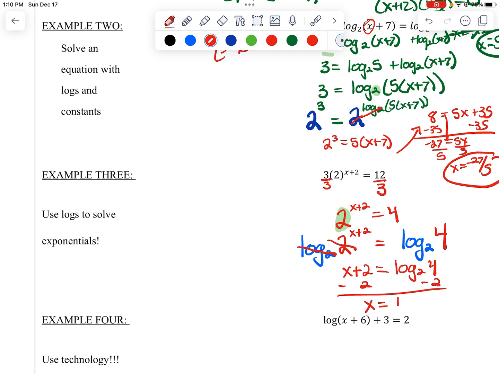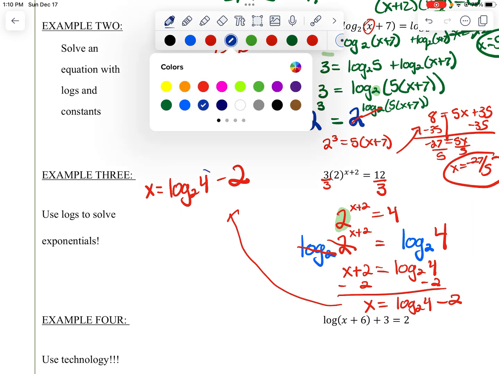So x equals log base 2 of 4 minus 2. But what if I said this was no calculator and this is multiple choice and that's not an answer? So you come up with this and you're saying, all right, log base 2 of 4 minus 2. Well, what am I supposed to do? How do I evaluate this without a calculator?